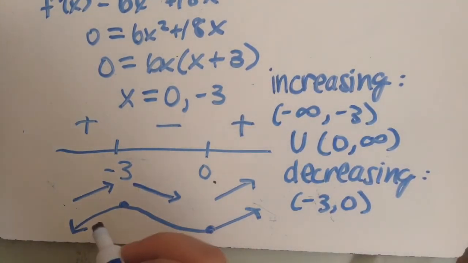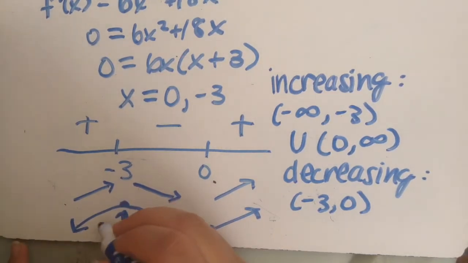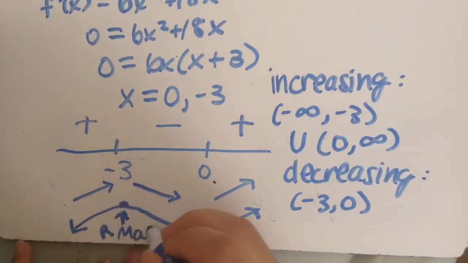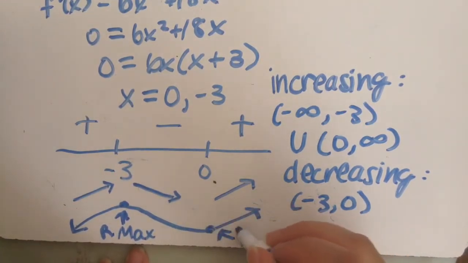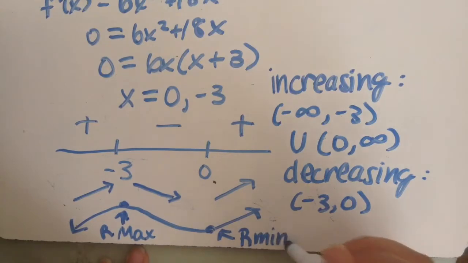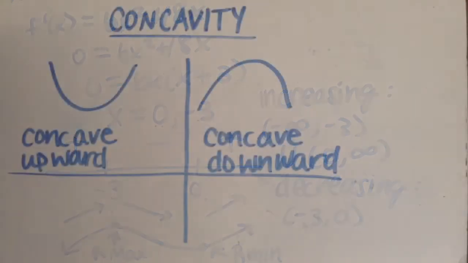And since this one here is increasing and then decreasing, we can say that it is a relative maximum. And since this one is decreasing and then increasing, we can say that it is a relative minimum. This method is called the first derivative test because we're using the first derivative to get our solution. Now we're going to talk about concavity and how understanding concavity can help us determine relative maximums and minimums.